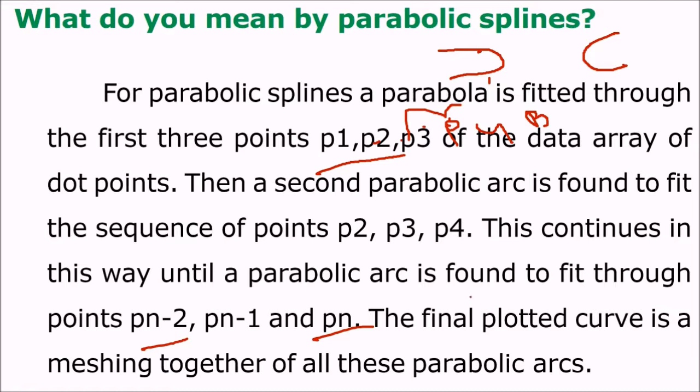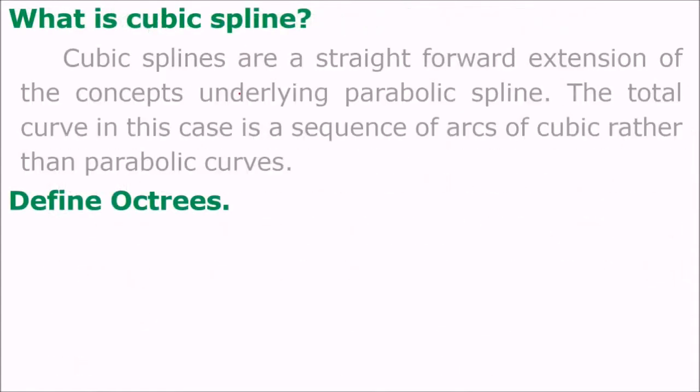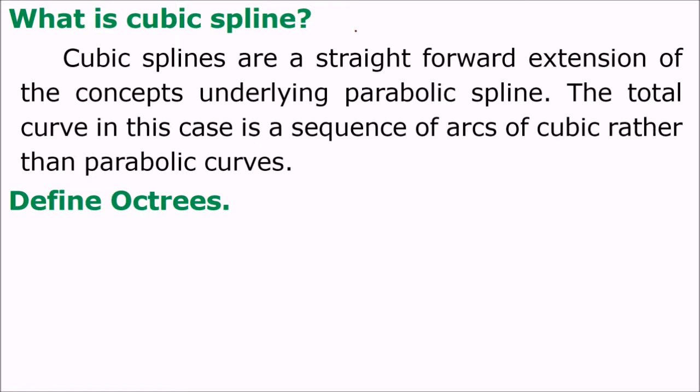And the final plotted curve is a meshing together of all these parabolic arcs. What is a cubic spline? Cubic splines are a straightforward extension of the concept underlying the parabolic spline. The total curve in this case is a sequence of arcs of cubic rather than parabolic curves.